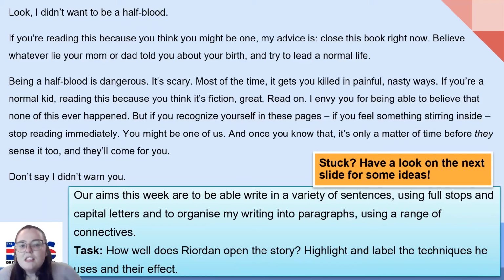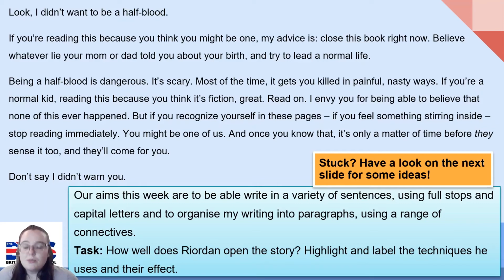Okay, so our aims are going to be able to write in a variety of sentences using full stops and capital letters. And we're going to be thinking about making sure that we're using proper grammar and spelling. We're organising our writing into paragraphs if need be. We might not need to use paragraphs at this point, but we want to be making sure that we're also using a variety of sentences.